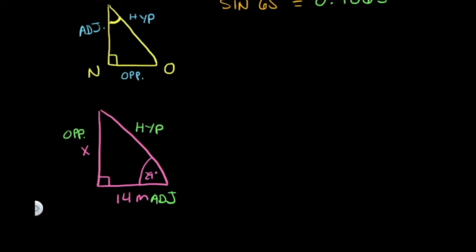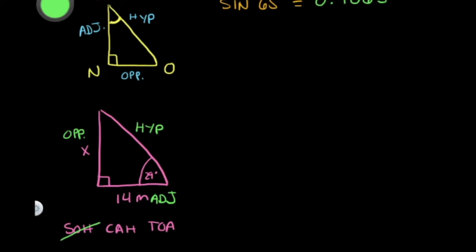So now we have to figure out which trig ratio to use. So we have SOH, CAH, and TOA. Now we have to figure out the information that we have and which one is the best to use. So for sine, we need our opposite and our hypotenuse. We have our adjacent, we don't have our hypotenuse, but this doesn't help us because we have to find the opposite side. So we can't use this one because we would have to have the hypotenuse. So this one's out.